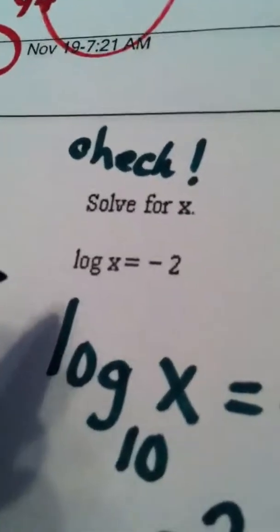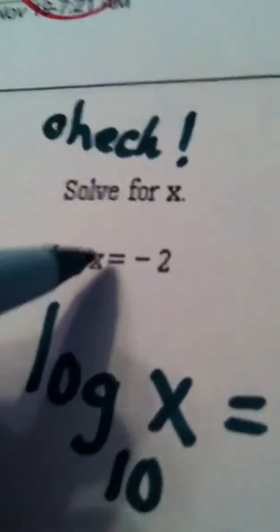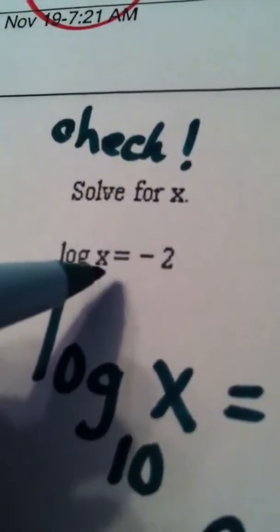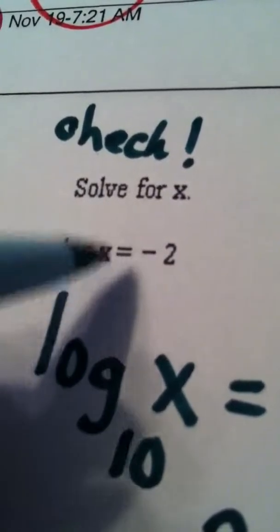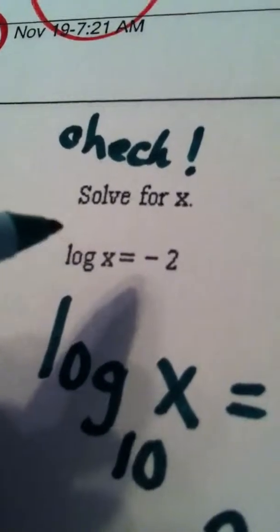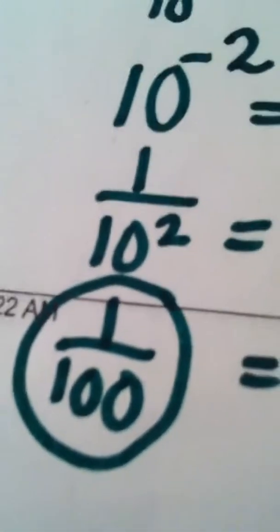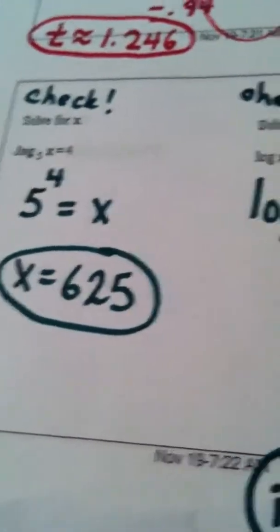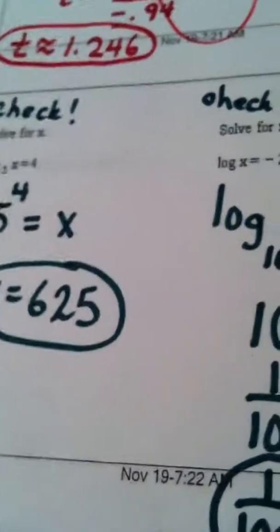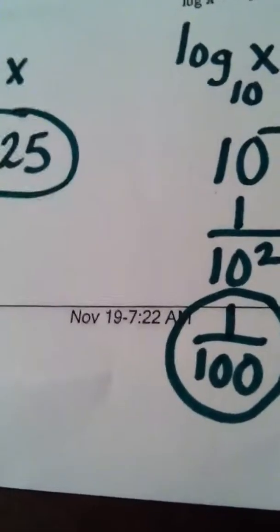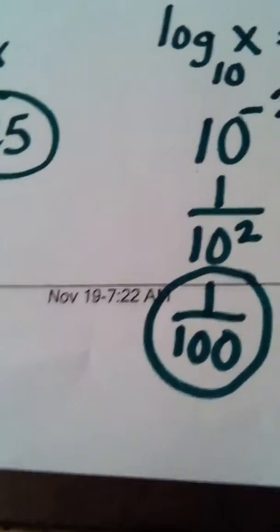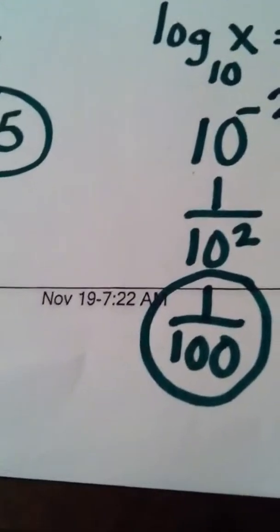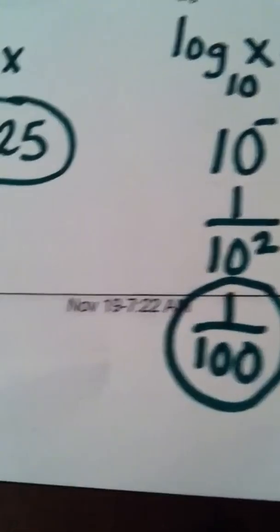And the reason this answer is acceptable: when I go back to my original equation and I plug 1 over 100 in here, it does not make this argument become 0, it does not make it become negative, so it's an acceptable answer. Okay? So when you're solving a log equation, there's two things I want you to do. Convert it from log form into exponential form, and then check your answer to make sure an argument of a log function is not ever allowed to become 0 or negative by your choice of answer.